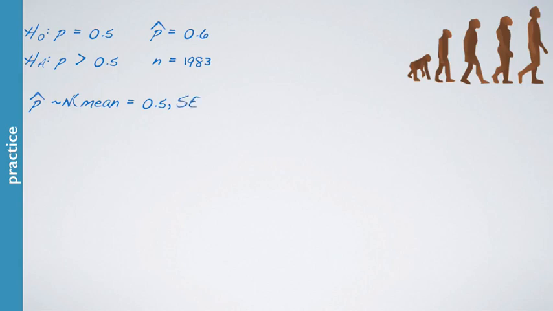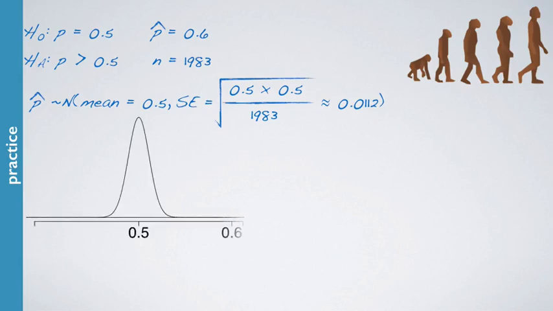The standard error of the distribution can be calculated as the square root of 0.5 times 0.5 divided by our sample size, which comes out to be roughly 0.0112. Next, we draw our sampling distribution centered at the null value, and we shade everything beyond 0.6, our observed sample proportion. And then we calculate our test statistic as the observed sample proportion minus the null value divided by the standard error. And that comes out to be roughly 8.92.